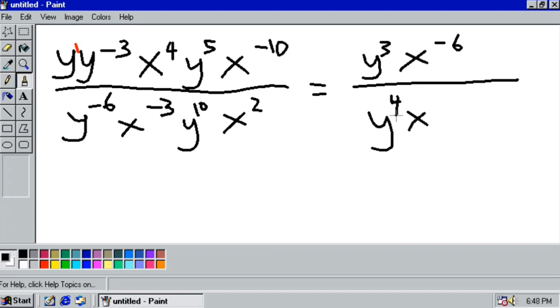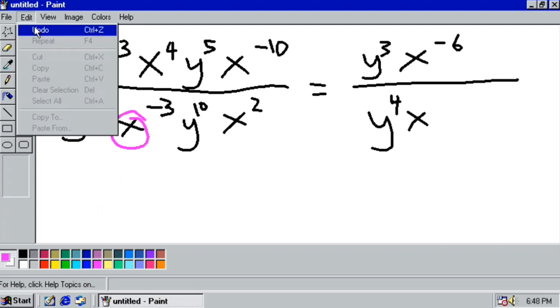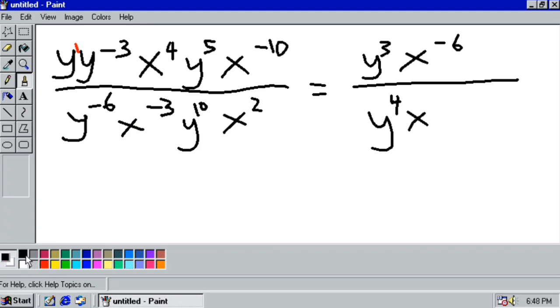Then for the x, let's add the exponents that have the base of x. And by the way, what I mean by base is the number. For example, we have 2 cubed, so our base is 2 and our exponent is 3. So let's add. Negative 3 plus positive 2 is negative 1.